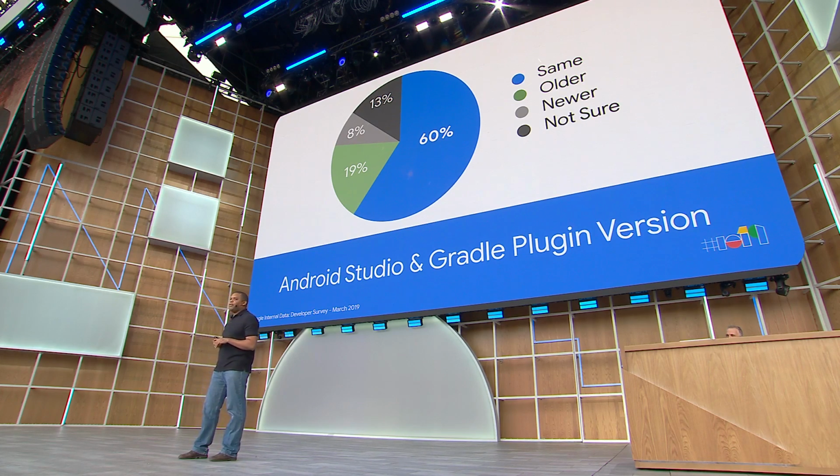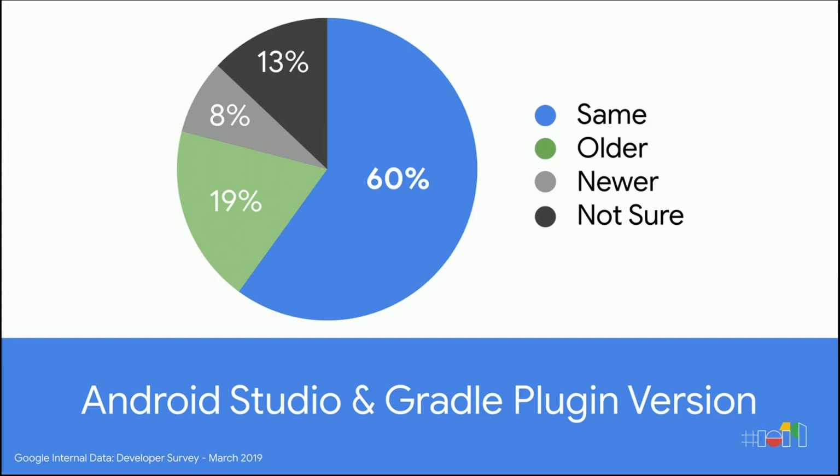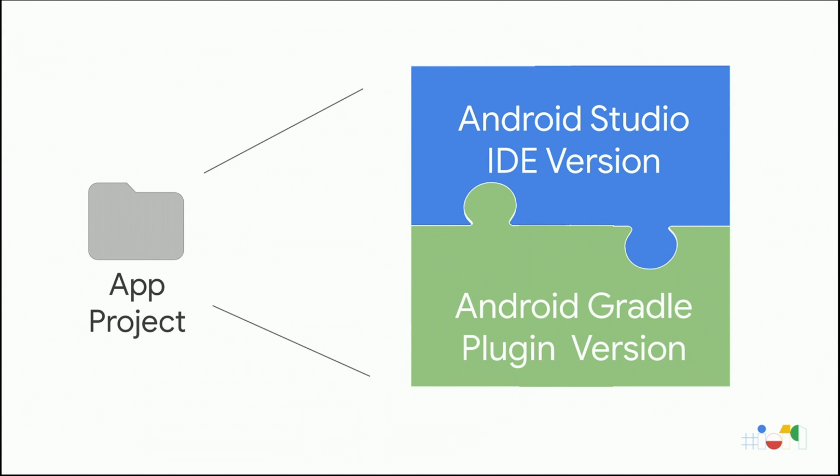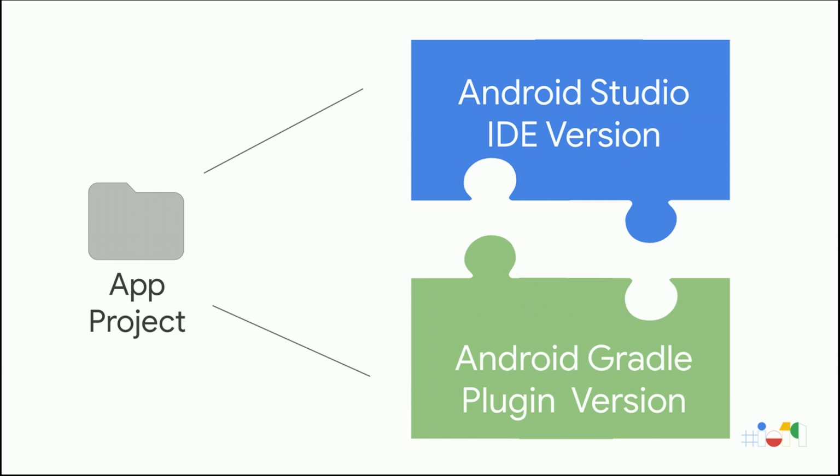From the data, we found that a lot of people update Android Studio and Gradle at the same time. This was required a couple years ago for features like Instant Run. But as of today, you can upgrade your Gradle plugin and Studio separately. As you heard from Tor, we're making great strides in making the project upgrade experience easier, but we understand it takes a little extra time to upgrade your Gradle files.